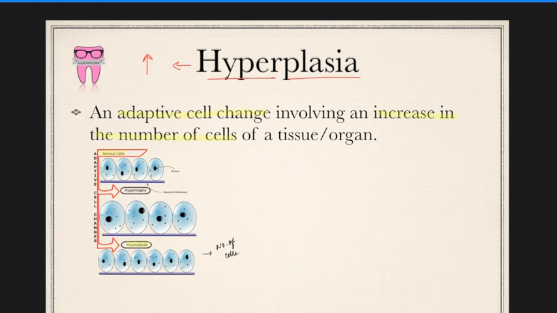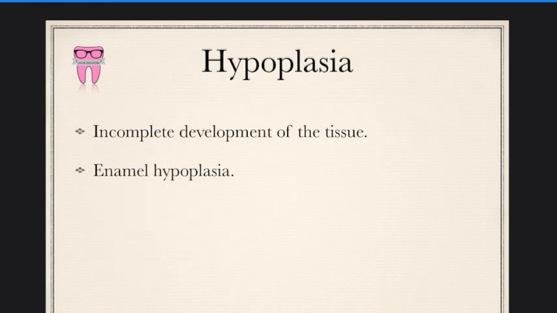Now coming to the next word, hypoplasia. Plasia means cell division, hypo means reduced cell division. Let's look into its definition. It's an incomplete development of tissue which is caused by decreased cell division. Okay, decreased cell division will form incomplete tissue. The example of it is enamel hypoplasia. We'll be talking about this in detail in my coming up slides.